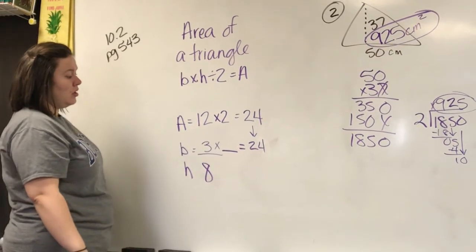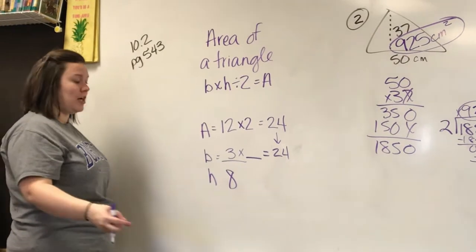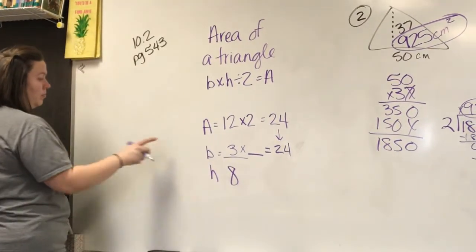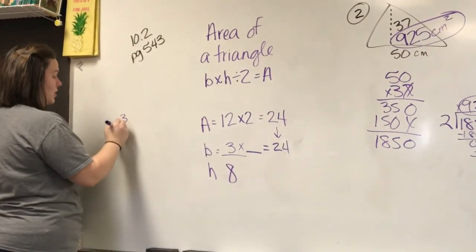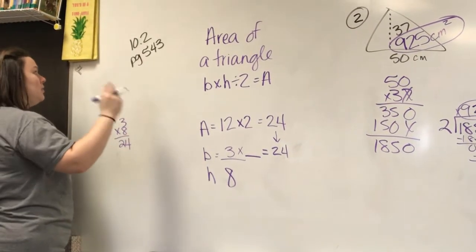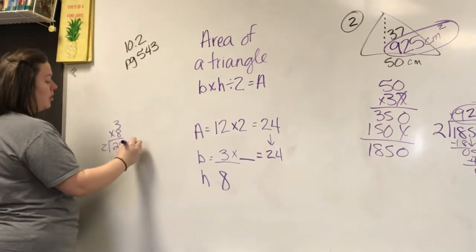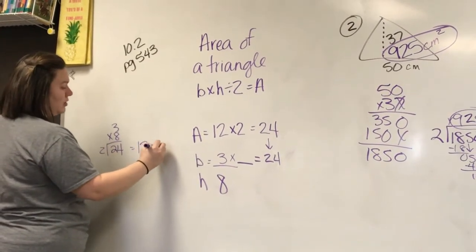Okay. Let's just test that out just to double check. Base times height. 3 times 8 is 24. Base times height divided by 2. What is half of 24? Your answer would be 12 centimeters squared.